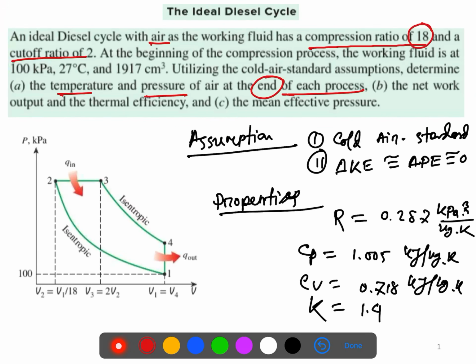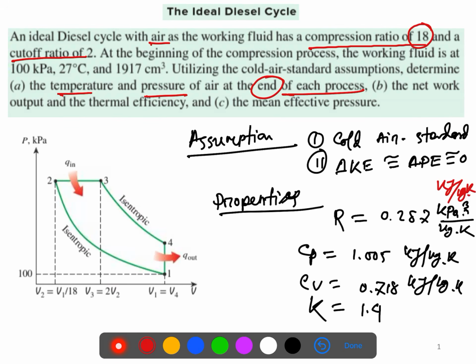Here we can write it in kilojoule per kg. If you want, you can write it as kilojoule per kg Kelvin. When you write down the units, you can write it that way. So that's not a problem.